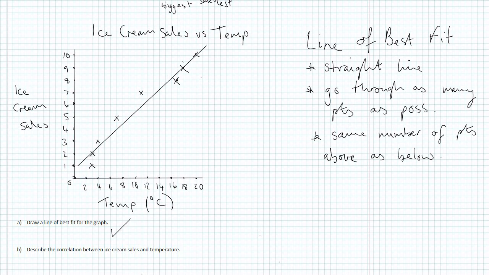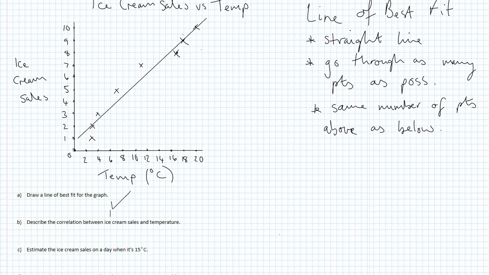Now describe the correlation. A correlation is like a link, and this has what's called a positive correlation. If you've ever done gradient, then you can see that the line of best fit has a positive gradient. But if you haven't, what it means is, when the temperature is small, my sales are small, and when the temperature is big, my sales are big. As you're getting bigger numbers on the X axis, you're getting bigger numbers going up the Y axis. You can also have negative correlation.